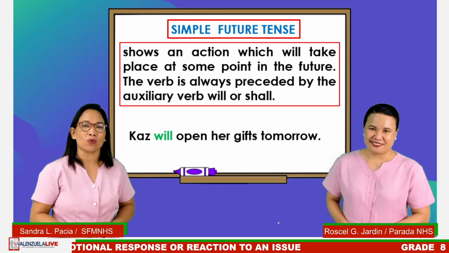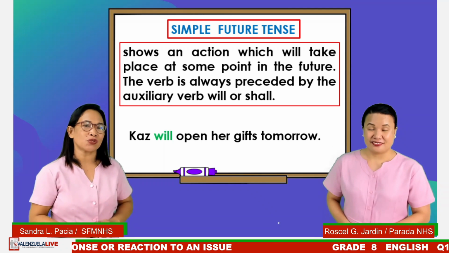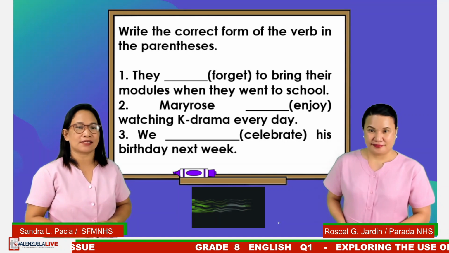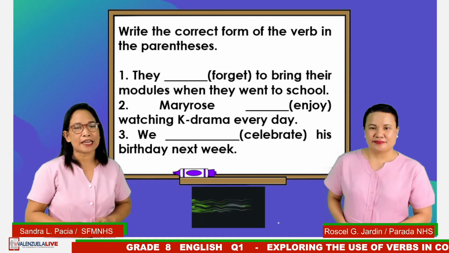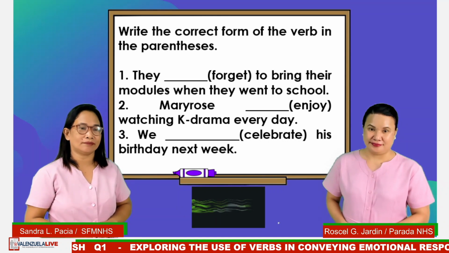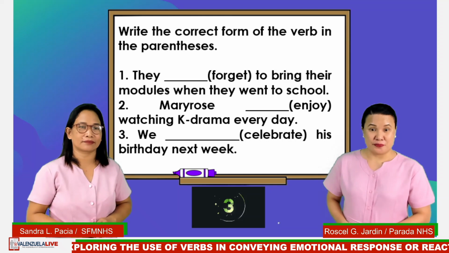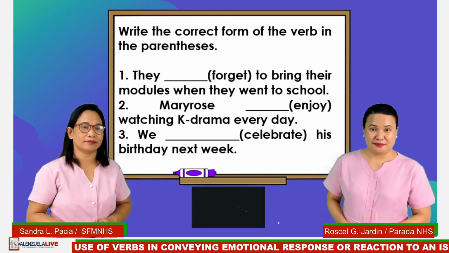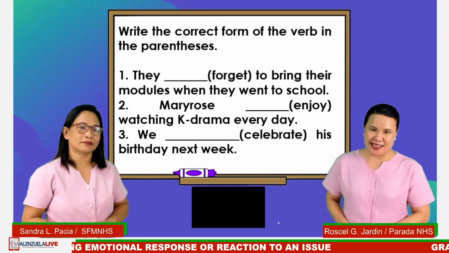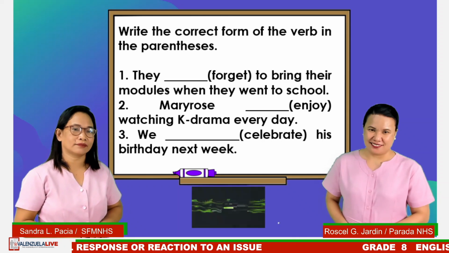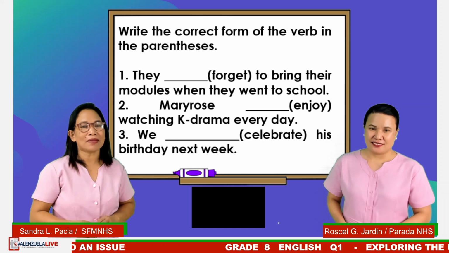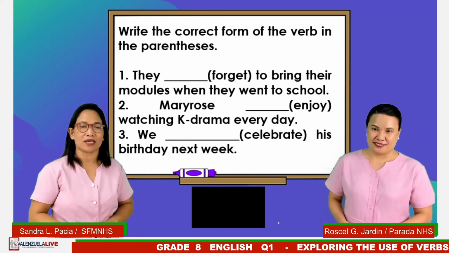Let us answer these questions. You have 5 seconds to answer each question. Write the correct form of the verb in the parentheses. Number 1. They blank forget to bring their modules when they went to school. Number 2. Mary Rose blank enjoyed watching K-drama every day. We blank celebrate his birthday next week.